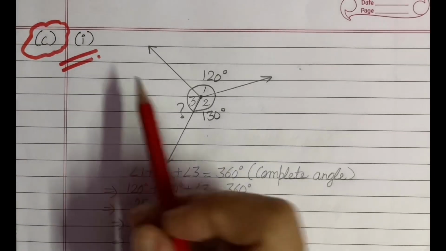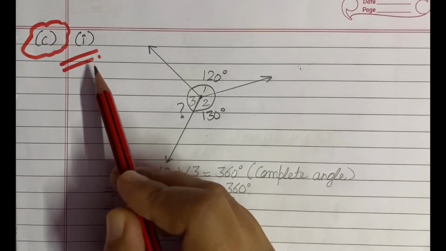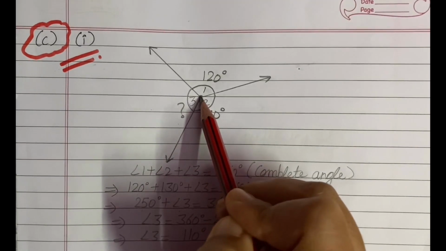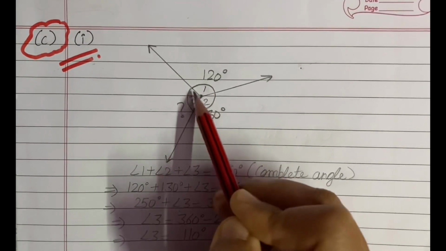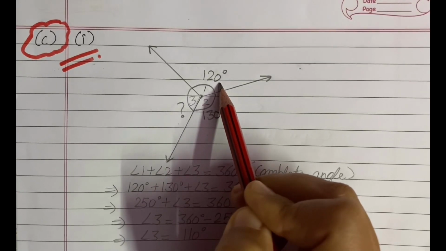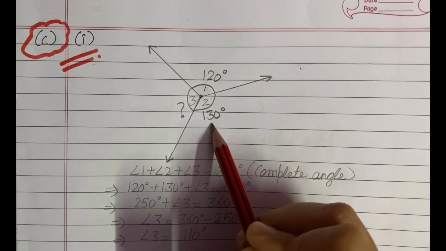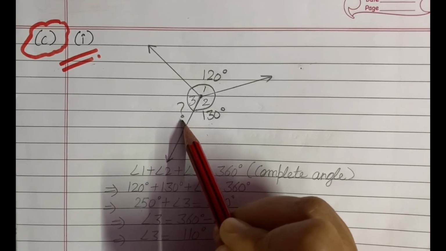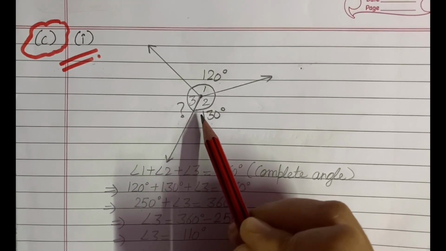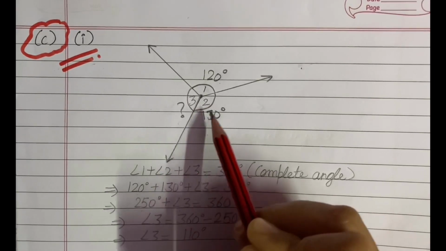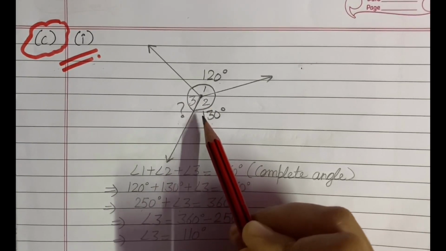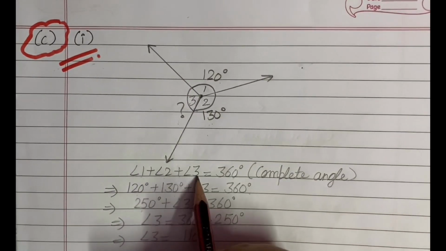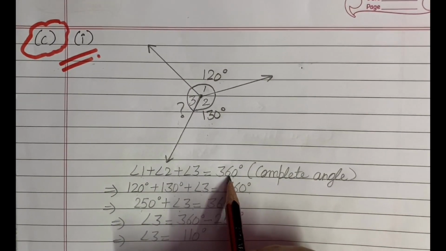Next is question number C, first part. Now students, see the diagram here. In this diagram, around a point, three angles are shown to you, and the first angle is 120 degree, the second angle is 130 degree, and the third angle is question mark. That means you have to find it. Now you know that the sum of the angles around a point is 360 degree. That means it is a complete angle. So that means angle 1 plus angle 2 plus angle 3 is equals to 360 degree.